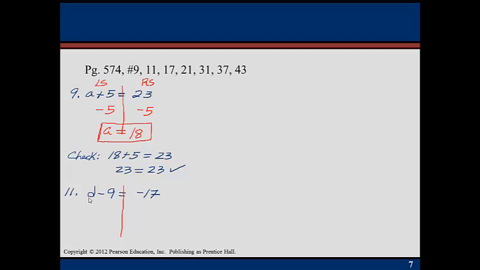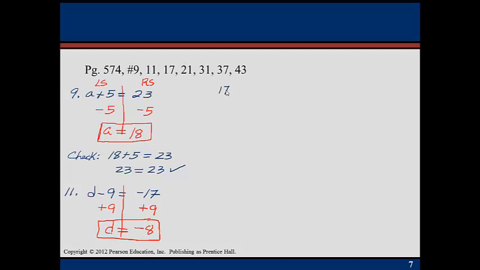My variable is d, that's my letter, and I want to move the minus 9 away. It's subtracting, therefore I'm going to add 9 on both sides. On the left side, I'll be left with only d, and it'll equal the negative 17 plus 9, that's negative 8. And again, you can check it by taking it and plugging it back in.